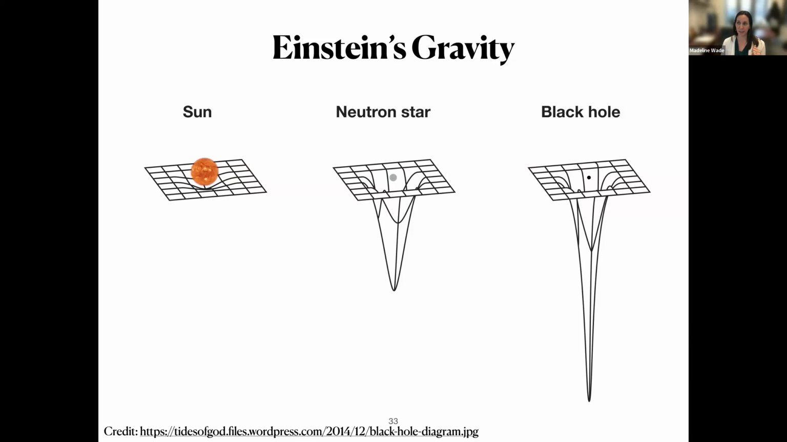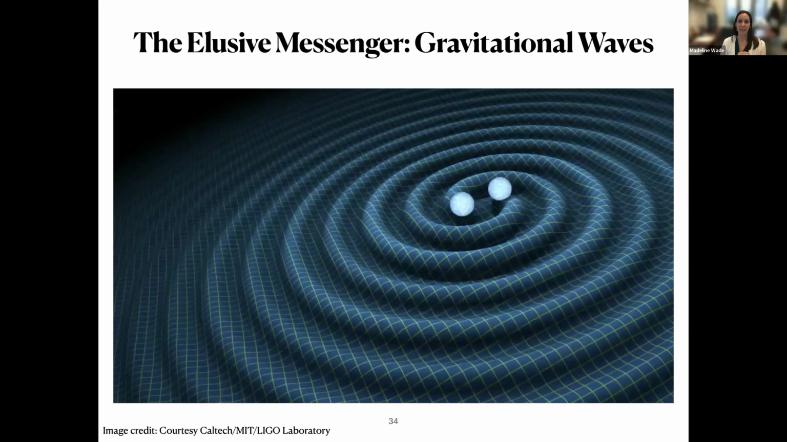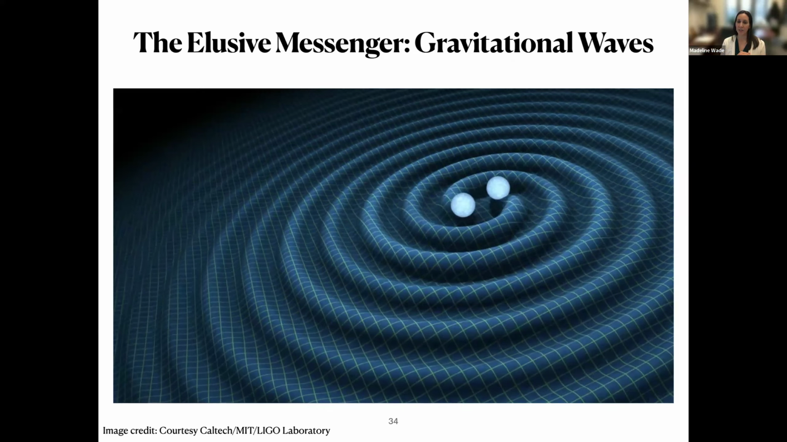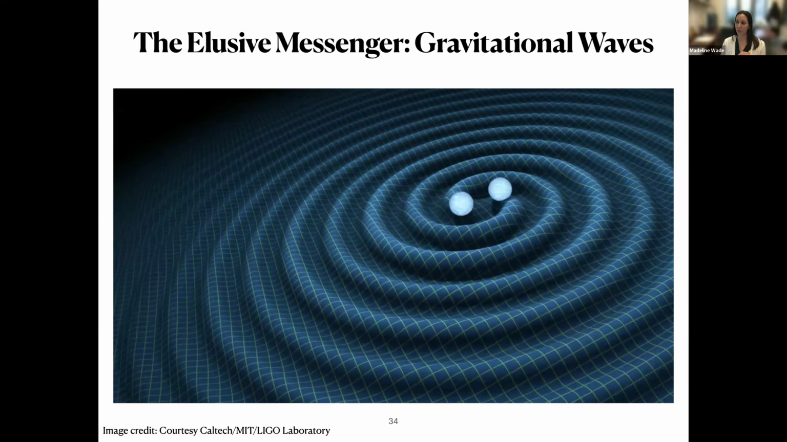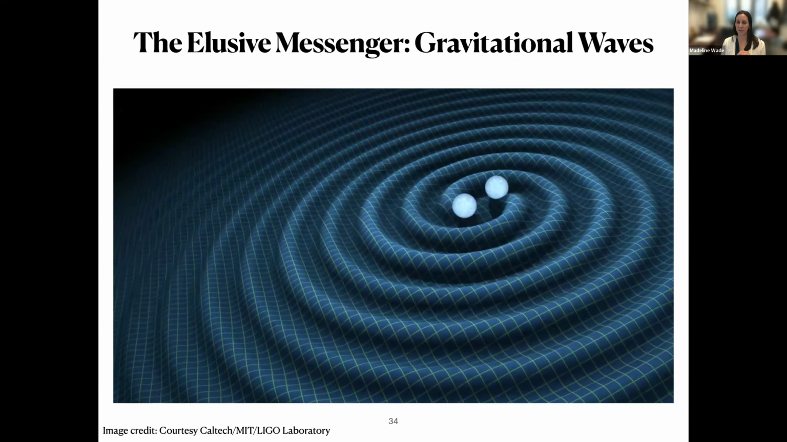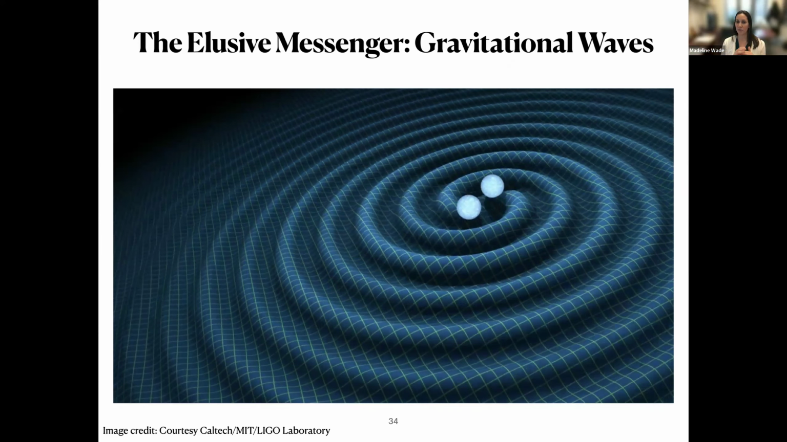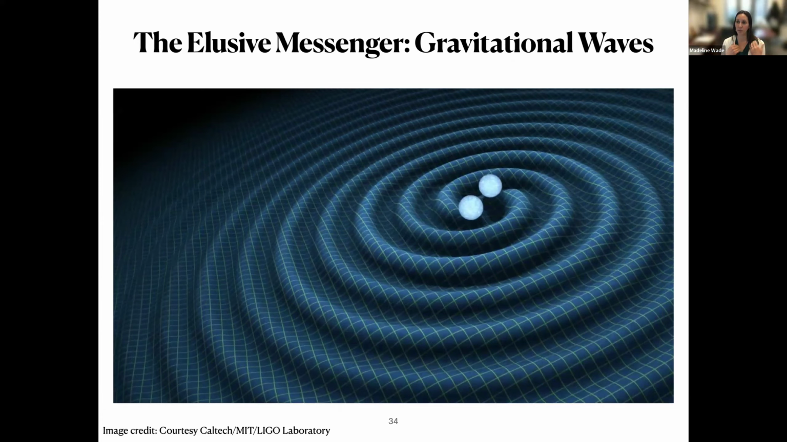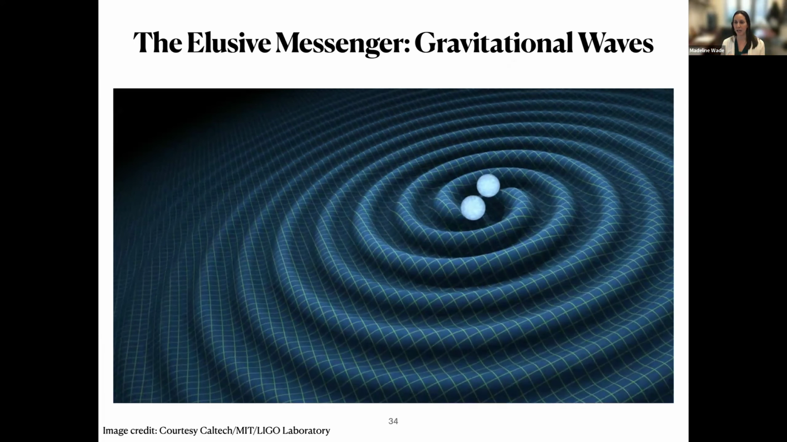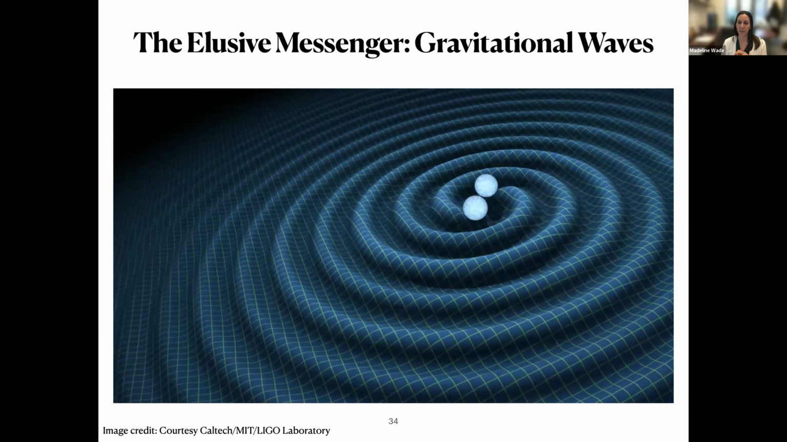The other great thing about Einstein's gravity is that it predicts an elusive messenger known as gravitational waves. So as you spin objects around or wiggle objects around in space-time, it causes ripples in the space-time curvature. This is a lot like if you were to throw something into a pond and you get ripples of the surface of the pond that kind of propagate out towards the edge of the pond.